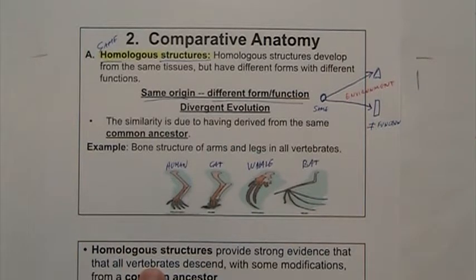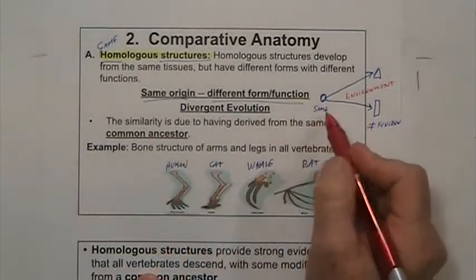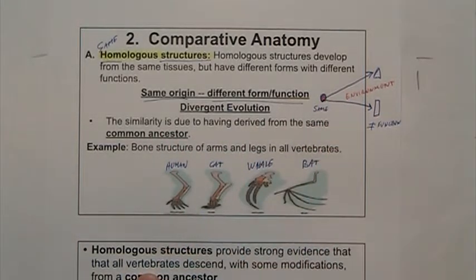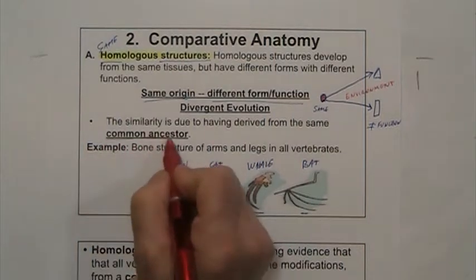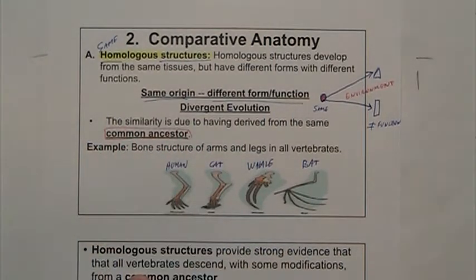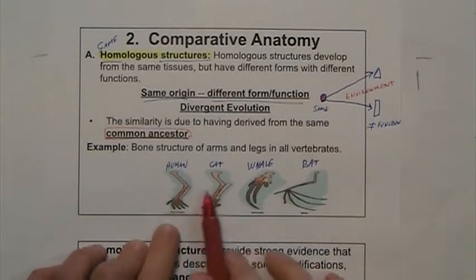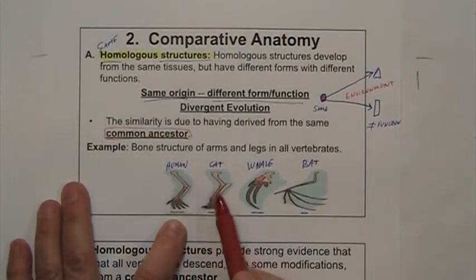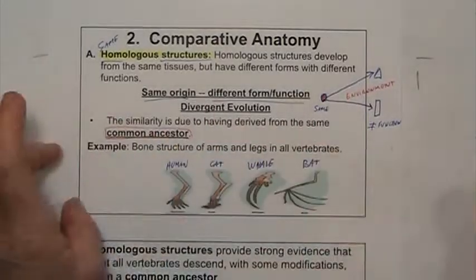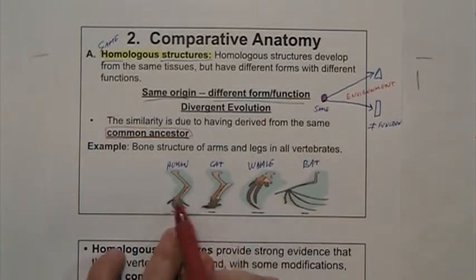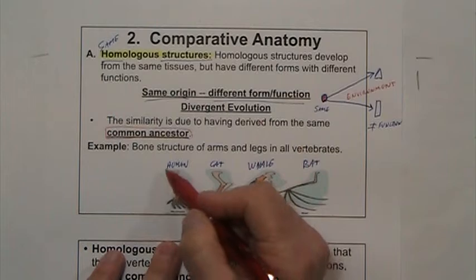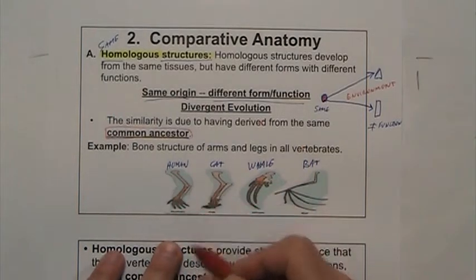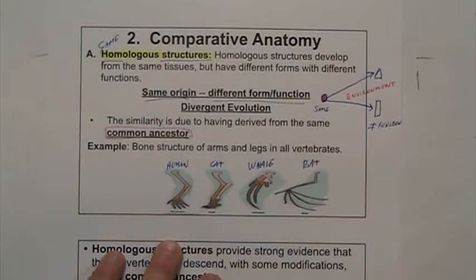So, why do they look the same, or why do we say that they have the same origin? Because a common ancestor is going to have it. So let me explain this to you. Right here, there are pictures of the arms of a human, a cat, a whale, and a bat. They are a little bit distorted because they are wider than they should be, but human, cat, whale, and bat. And the outline is kind of the outline, including the fleshy part.